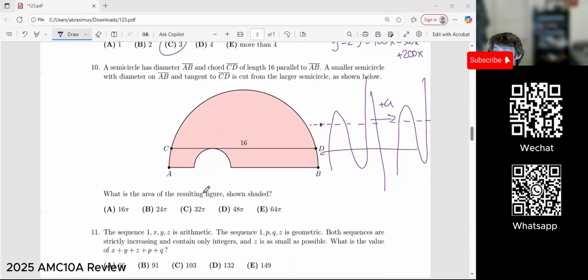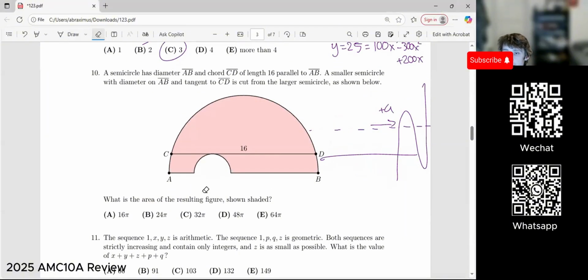So problem 10 is not the hardest question. It's actually one of the easiest questions on this test, in my opinion, but it is my favorite. I think this question is extremely beautiful. So a semicircle has diameter AB and chord CD.